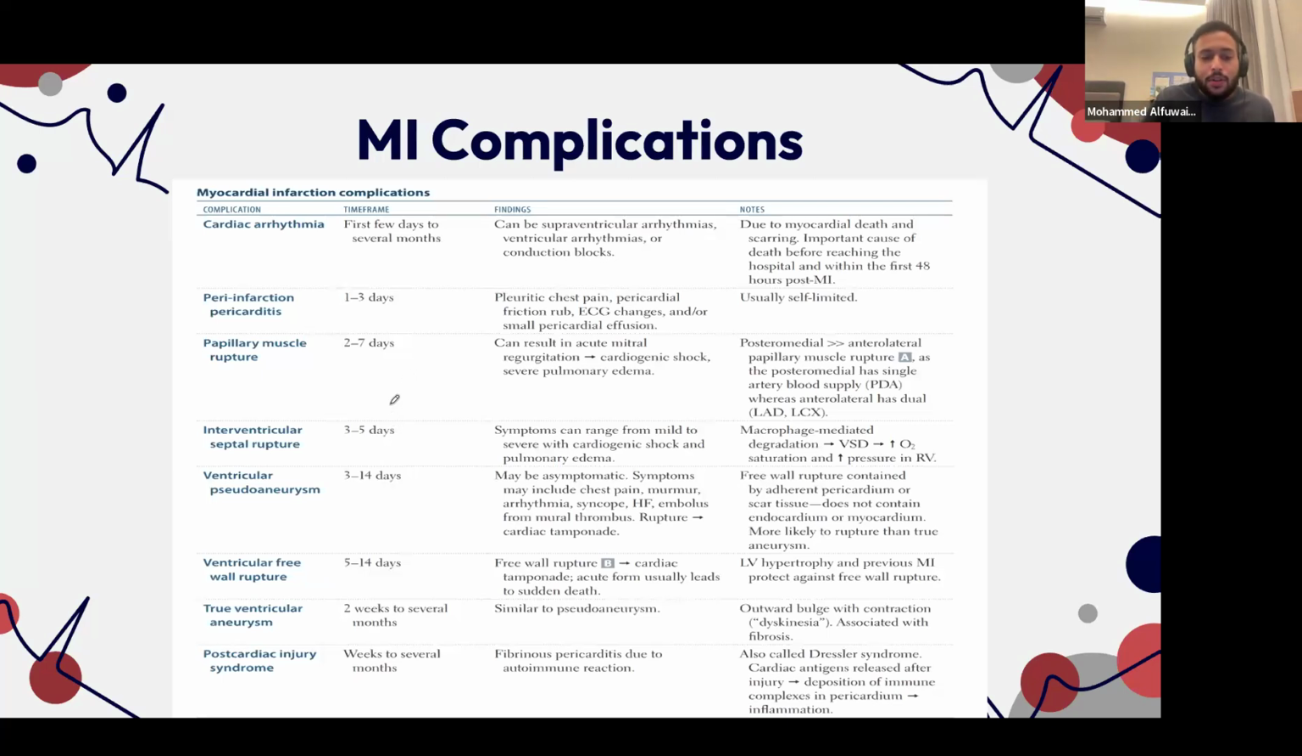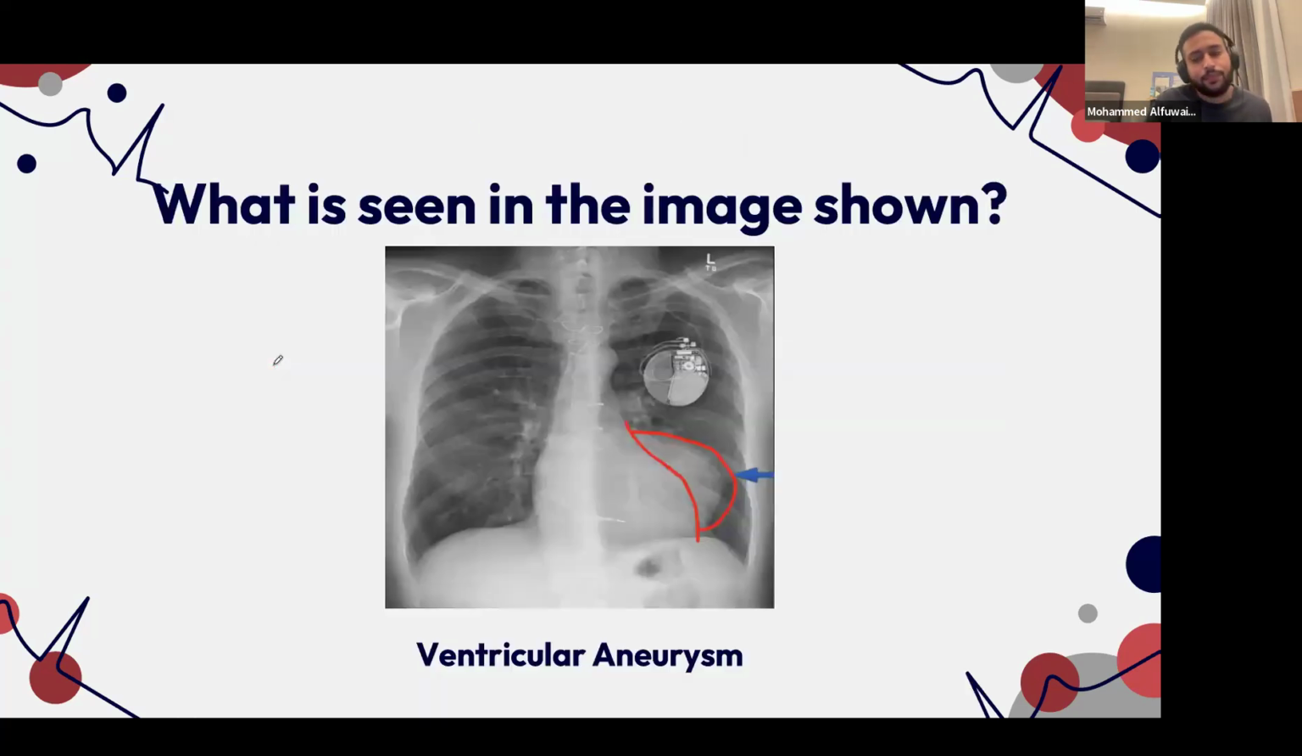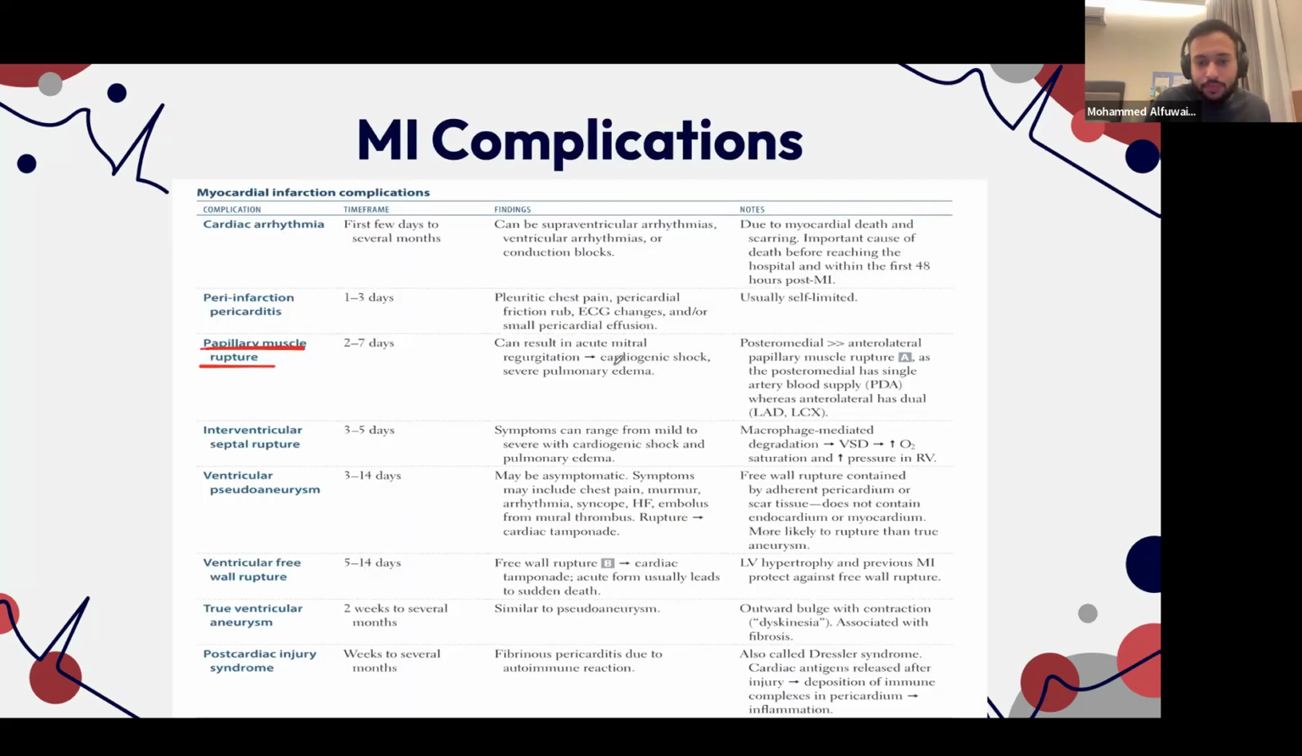There are others. Other than that, just remember papillary muscle rupture can lead to what valve disease? Regurgitation of mitral valve. Good. Mitral regurgitation. Excellent. You need to remember the timings. So first days to even several months, cardiac arrhythmia. This is the most important cause of death.